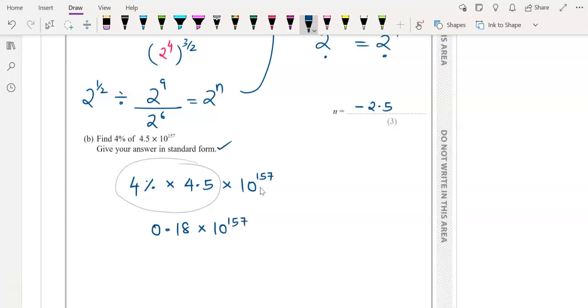But they want your answer in standard form. Your answer will be in standard form only when before the decimal point you have only one non-zero digit. So we have a digit which is 0, so I need to move the point. A simple trick is, when you move the point one step right, you reduce the power by 1. So your final answer will be 1.8 times 10 power 156.